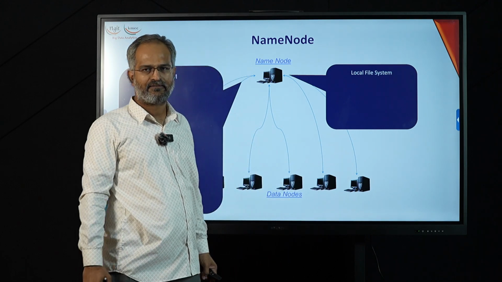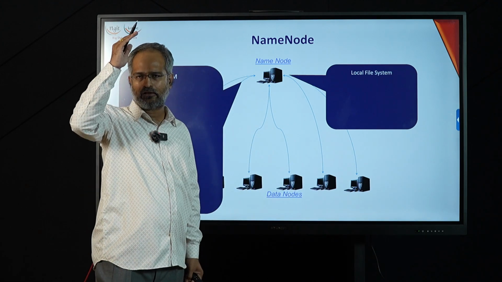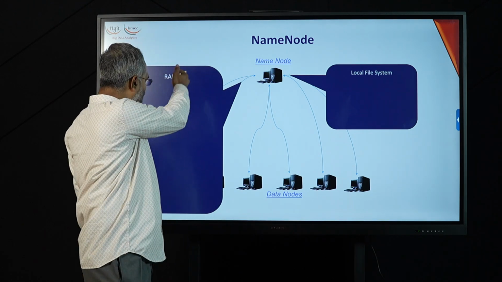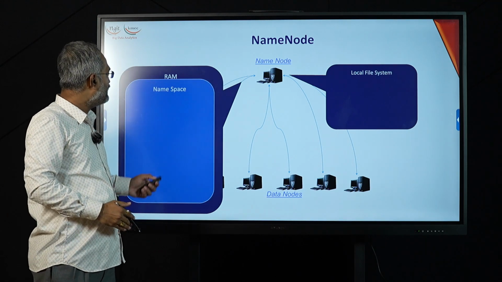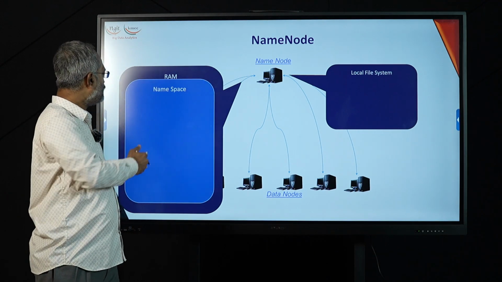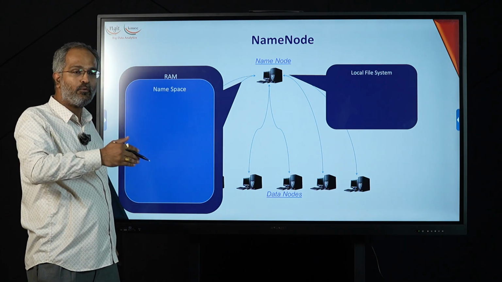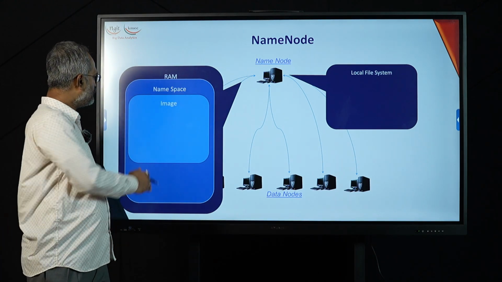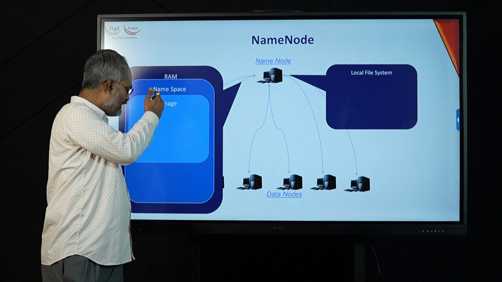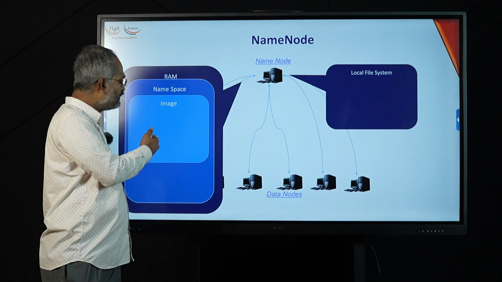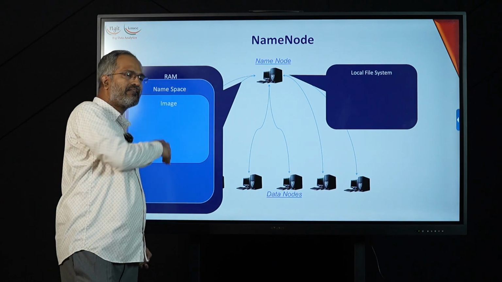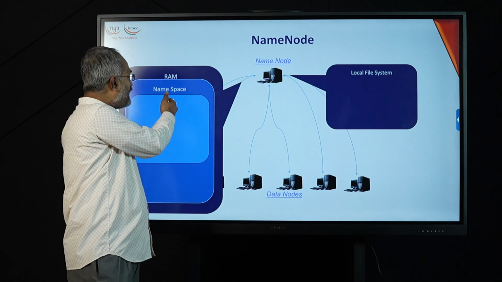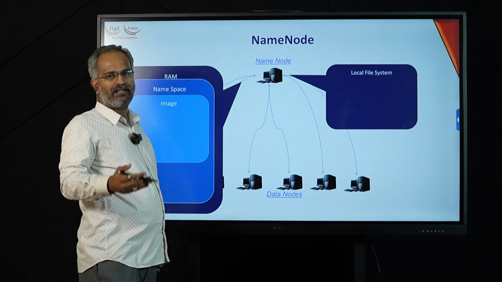Whatever we have seen, that namespace will be stored in the RAM. The entire namespace will be maintained in the RAM only, in the name node. The namespace is maintained in the form of the image. So this is the image. And also the list of blocks separately. Inside the image, the entire namespace is in the form of the image and the blocks, and inside the image the files are maintained.